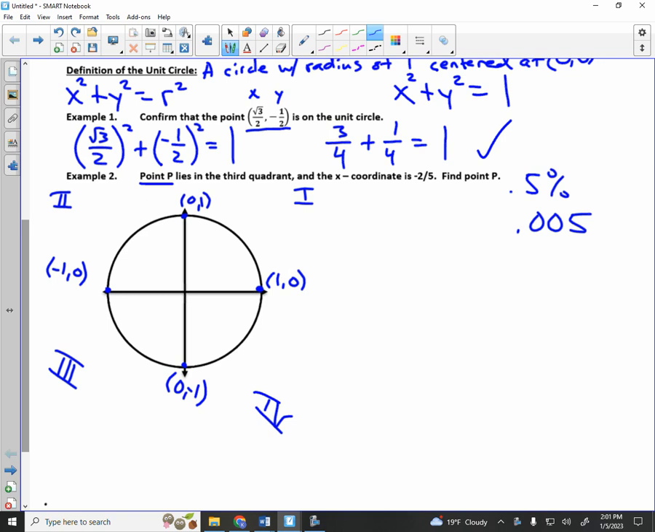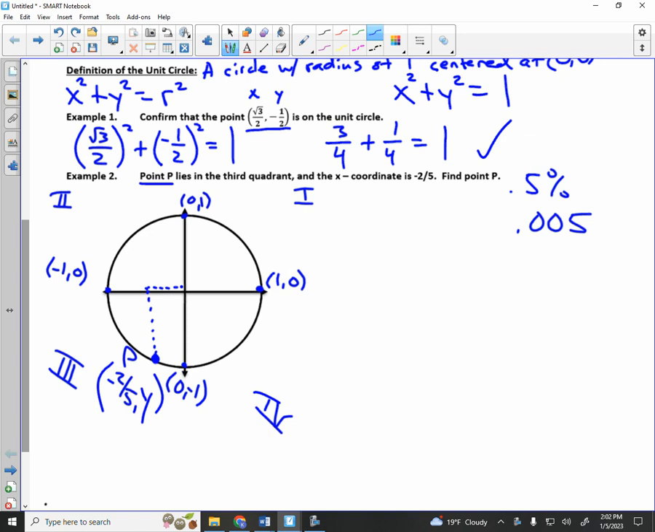So that means I'm back 2/5 of a unit. Okay, so I go back 2/5 and I go down a certain amount. So point P is going to be somewhere around there. It has an x value of negative 2/5. It wants us to find y. It says find point P, so we need the y value. Anybody got an idea of how I can find the y value? Yes, Kenny?